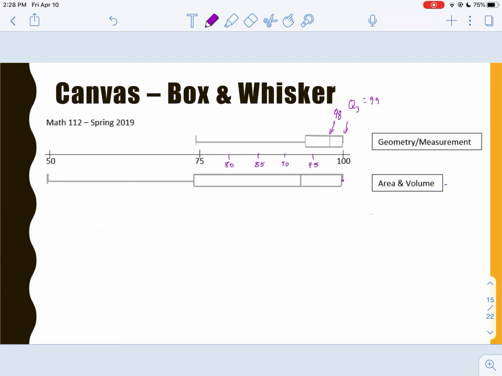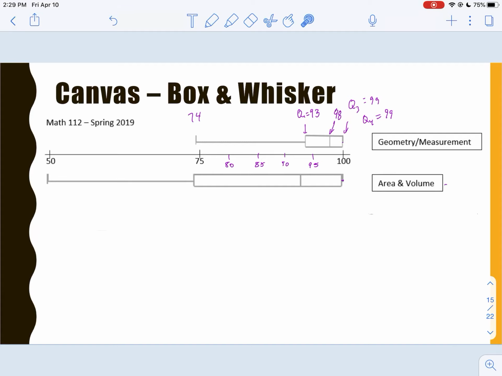We see Q3 here, looks like it must have been about 99 or 100, which means that Q4, you see it's so small, it might have been about 99 or 100 as well. And that's why there's not a whisker on that side. Q1 here is about 93. And the lowest score was 74.